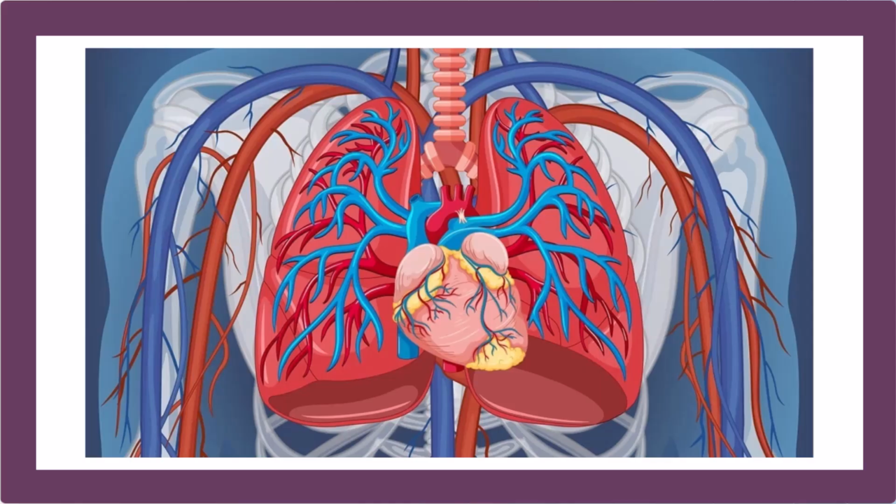Now, we've already talked about ventilation, the movement of air into and out of the lungs. The second piece is perfusion, which simply refers to blood flow. In the lungs, perfusion occurs through the pulmonary circulation. Deoxygenated blood leaves the right side of the heart through the pulmonary arteries and travels into the lungs. These vessels branch into smaller and smaller capillaries that surround the alveoli.